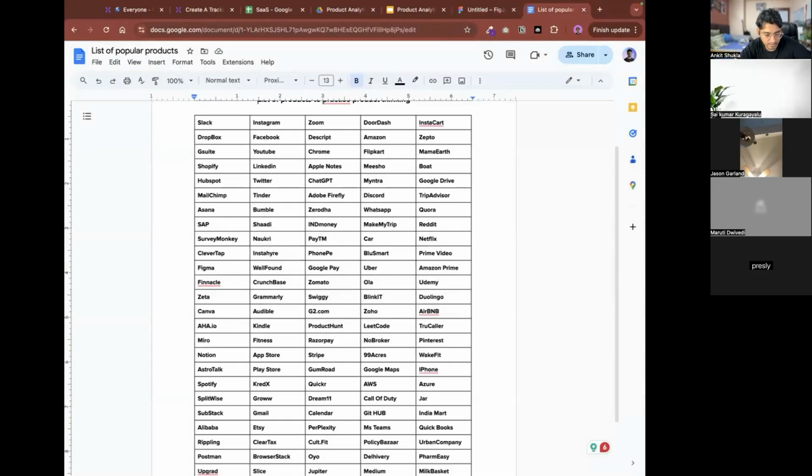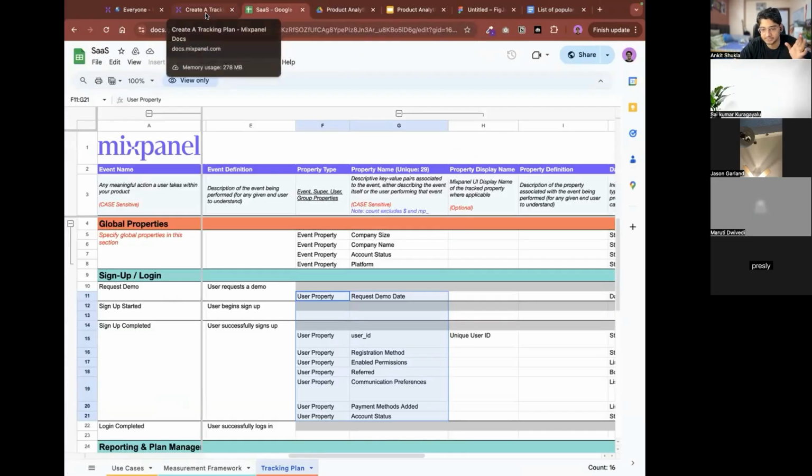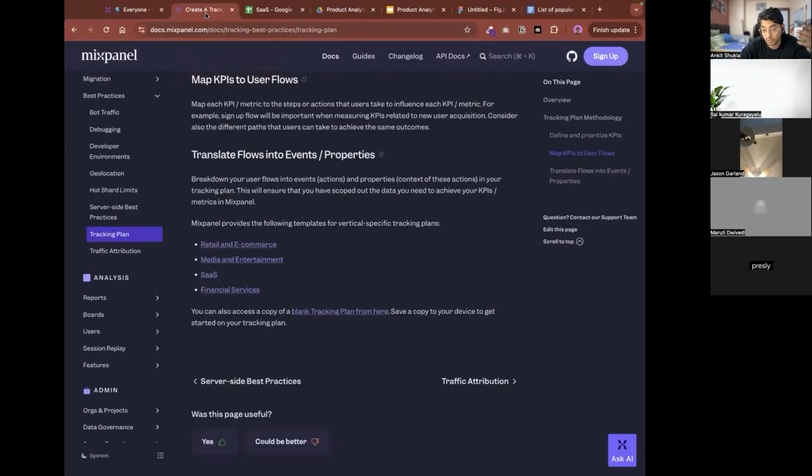Yes. Generally, event names are defined by PMs unless you have a separate team for the same. Generally, it's a responsibility of the PM because the PM knows what to measure and when to measure it. So it is generally the responsibility of the product manager.